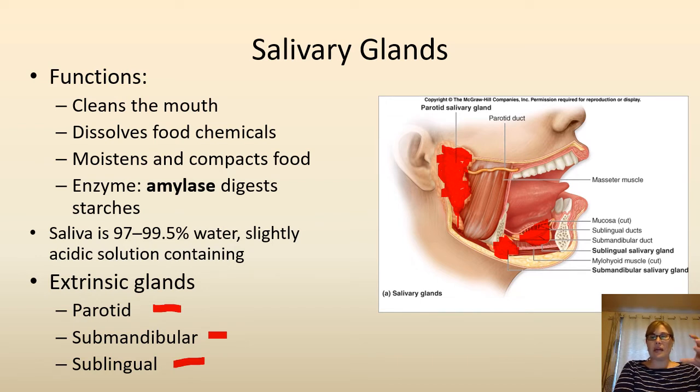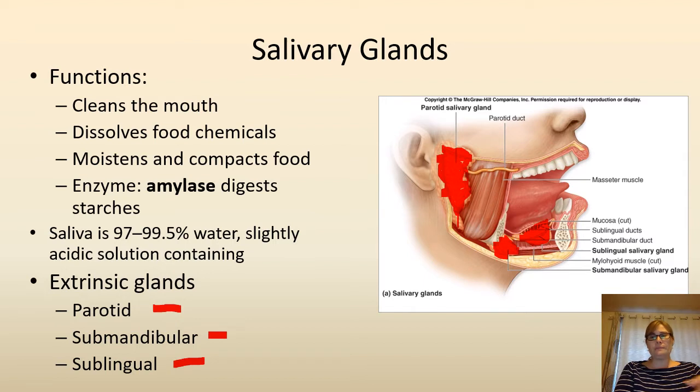But the saliva helps dissolve the chemicals in food. One of the things it does is that it begins the process of digesting starch, and the enzyme involved with that is known as amylase, A-M-Y-L-A-S-E. So really, once a carb touches the saliva, it begins digesting. It's going to continue digesting further along as it goes.